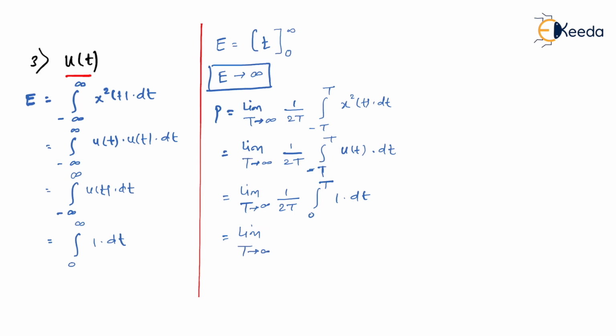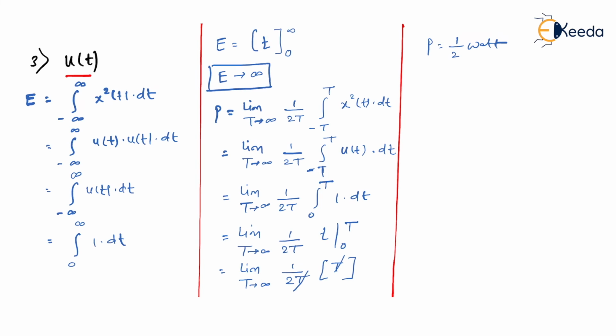So limit T approaching infinity 1 upon 2T. Integration of 1 is t, with lower limit 0, upper limit T. So limit T tending to infinity 1 upon 2T becomes T. Your T gets cancelled, and now there is no scope to substitute T as infinity. Power value is straight away equal to half watt. So what does that mean? Your power is finite, energy is infinite. In that case, it is a power signal. Therefore, u of t is a power signal.